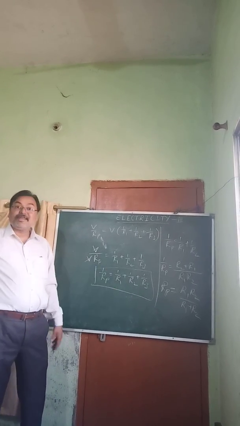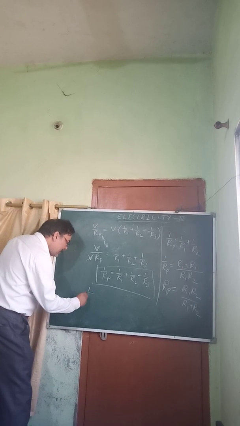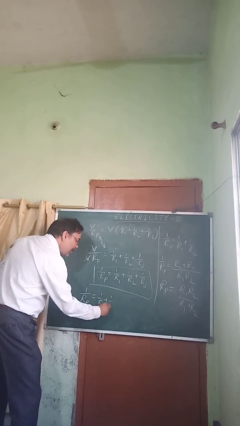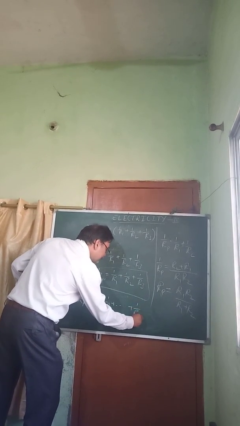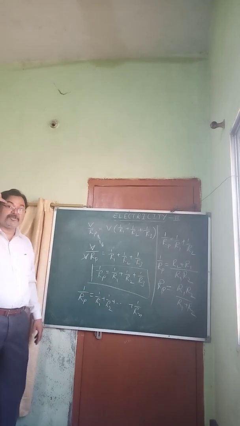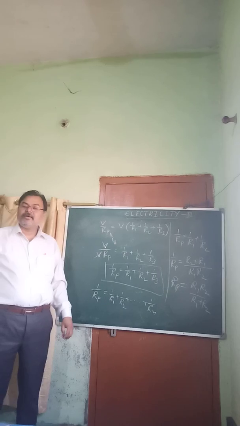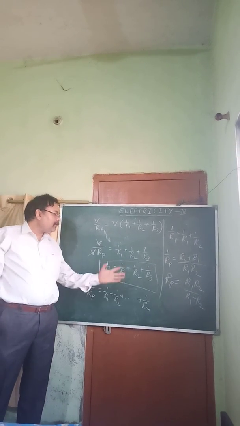Now, suppose there are n number of resistors connected in parallel, then 1 by Rp is equal to 1 by R1 plus 1 by R2 plus dot dot dot plus 1 by Rn. In this way you have to proceed. So this is the expression for resistors connected in parallel. This way you can use it.